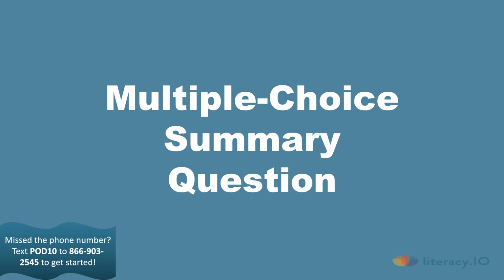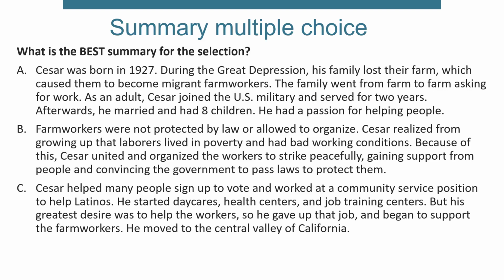You're doing great, detectives. It's time for us to answer a multiple choice summary question. Remember, your summary must contain the cause, the problem, and the solution, plus a few details added. What is the best summary for the selection? A. Cesar was born in 1927. During the Great Depression, his family lost their farm, which caused them to become migrant farm workers. The family went from farm to farm asking for work.